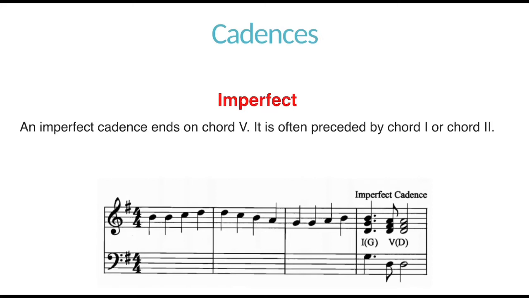So if we look at this music here, we can see that we're in the key of G. Does this music finish on the chord of G? No. What chord does it finish on? It finishes on the chord of D, and in the key of G, D is chord 5. You can see that the preceding chord is chord 1, and the last chord is chord 5. This is an imperfect cadence.